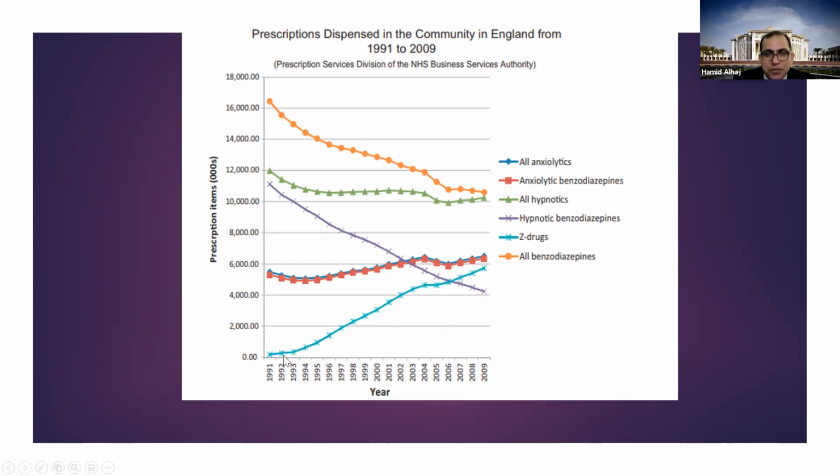But if we check the Z drug, and that's the blue line in the last one, we see a sharp increase. But the green line in the middle is the interesting one. There hasn't been any change in how much we prescribe hypnotics over 2 decades, which is interesting. So it reflects how much of a problem this is.